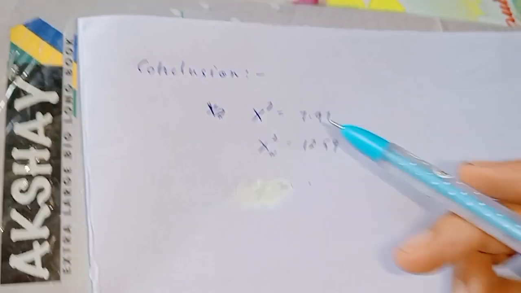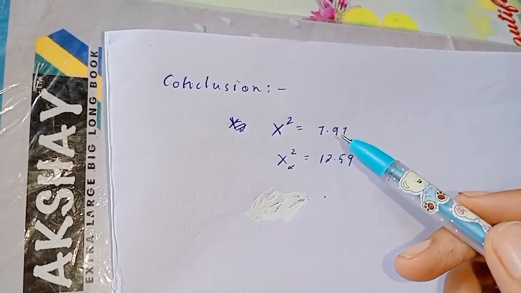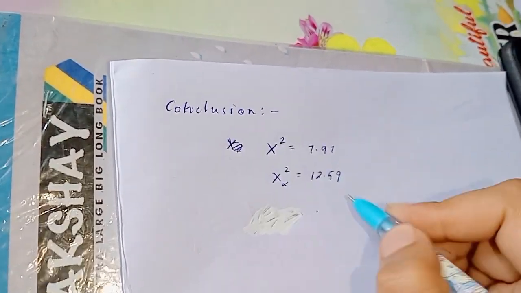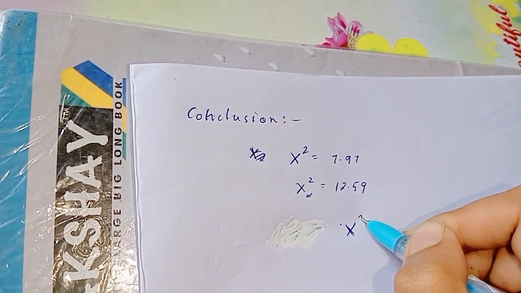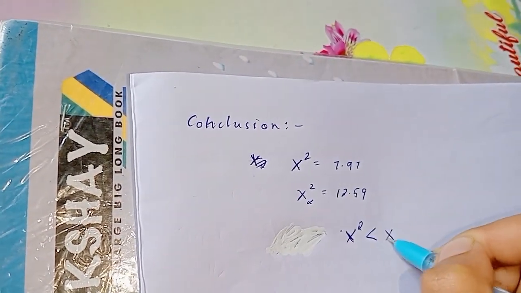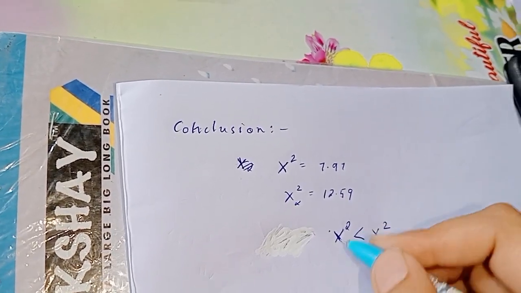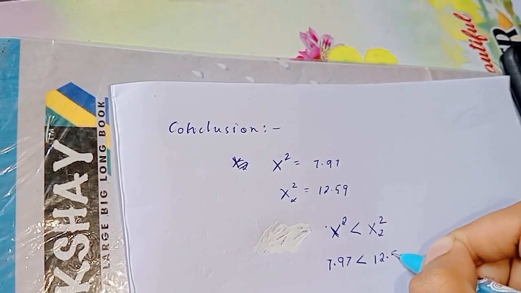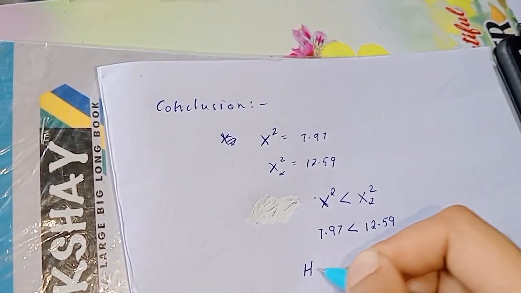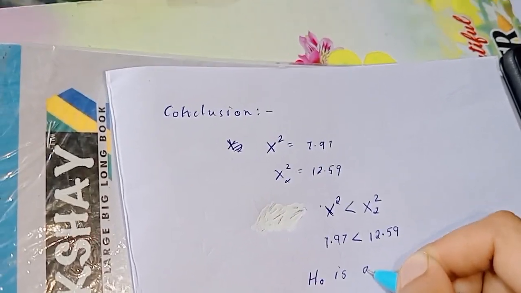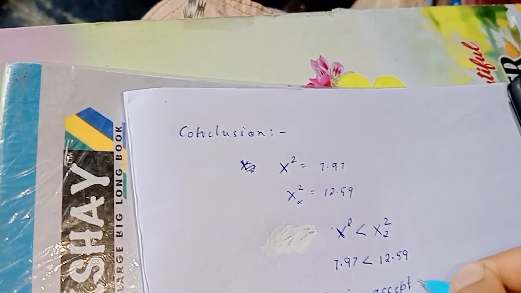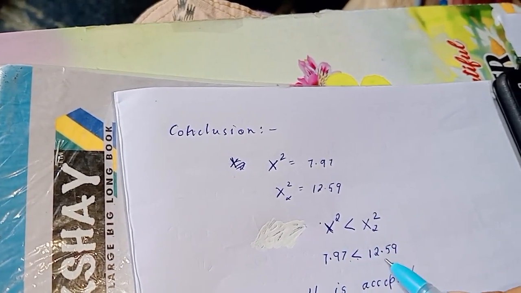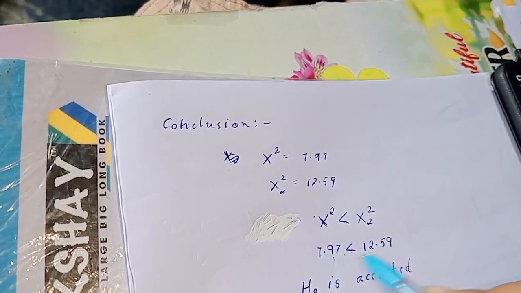Now come to the conclusion part. From the solution we get x square is equal to 7.97. The table x square value is 12.59. The calculated x square value is smaller than the table value. Right, 7.97 is smaller than 12.59. Here the condition is H0 is accepted, because the calculated x square is smaller than the table value.